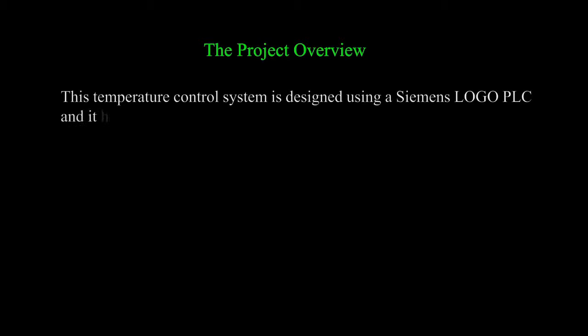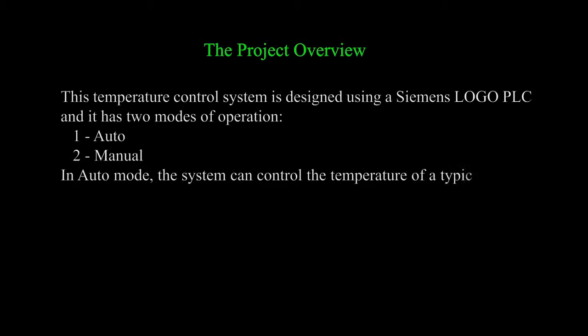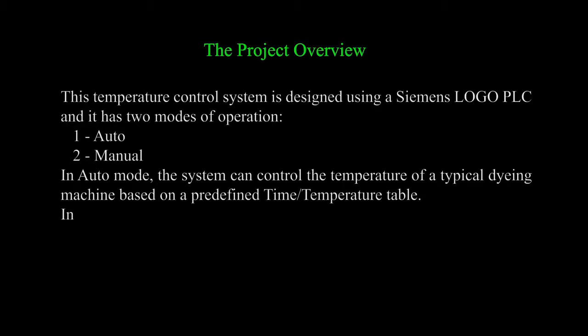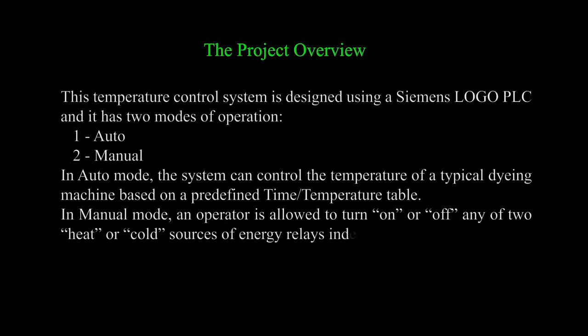The project overview. This temperature control system is designed using a Siemens Logo PLC, and it has two modes of operation: 1. Auto. 2. Manual. In auto mode, the system can control the temperature of a typical dyeing machine based on a predefined time-temperature table. In manual mode, an operator is allowed to turn on or off any of two heat or cold sources of energy relays independently.